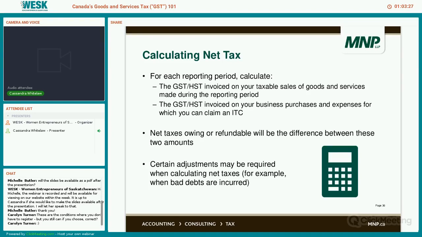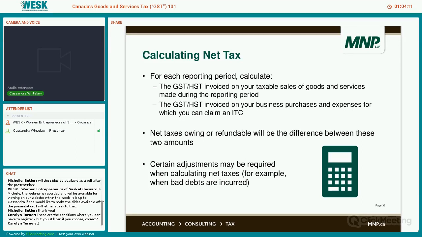So GST is calculated using what's called the net tax method. Basically, you take any GST or HST that you've invoiced on your taxable sales of goods and services, and from that you deduct all your input tax credits. So that's any GST that you've paid that you're eligible to claim an input tax credit for. If you've collected or it's become payable more than you have paid out, you will owe the CRA money when you file your return. Conversely, if you have paid more GST than you've taken in, the CRA will issue you a refund. Obviously, it's never quite that straightforward, so there will be certain adjustments required when you're calculating your net taxes.